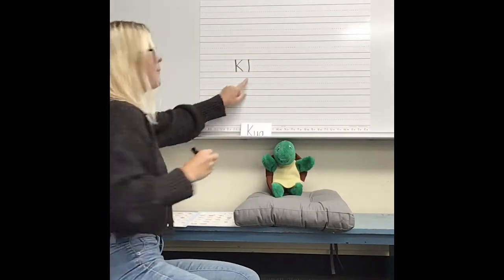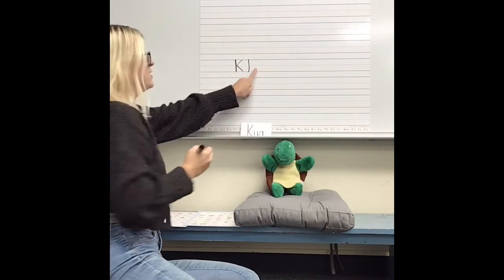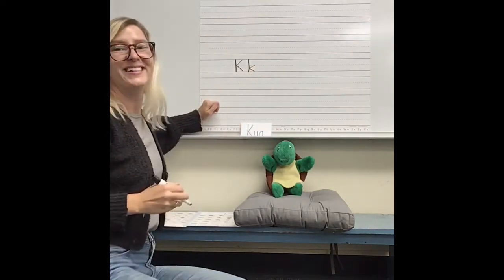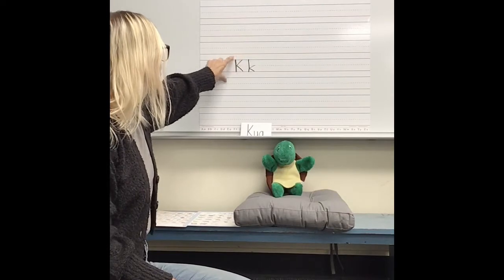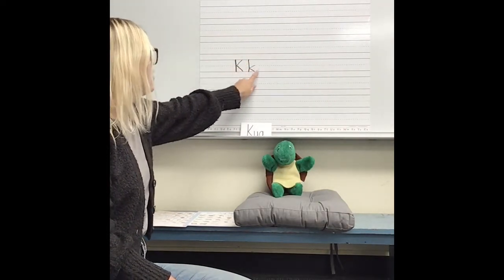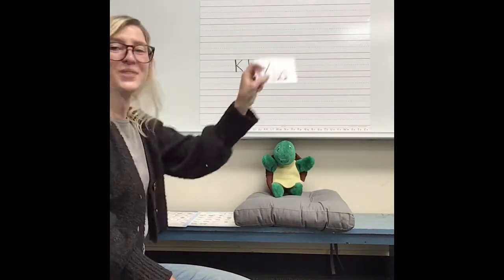You start at the top and you go down, but then your next line starts in the middle and you go in and out. Uppercase K, all the lines are tall. Lowercase k, this line is tall and then the rest looks kind of small. That's the letter K for Kua.